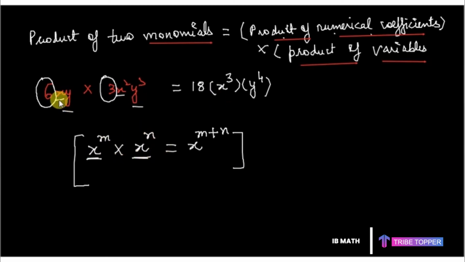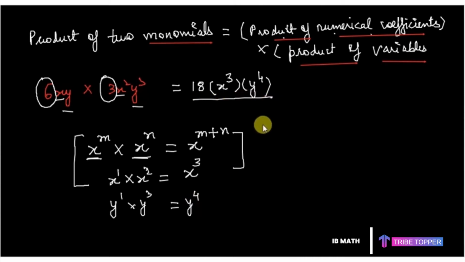So like I had here, x into x square. x means x raised to the power 1, and x square. The powers get added, so I get x cube. And y into y cube, that's y raised to the power 1 into y cube, which gives me y raised to the power 4. So this is how I got the answer. I hope it is very simple for you as well. So just using this rule, product of numerical coefficients and product of variables, let's try one more example.